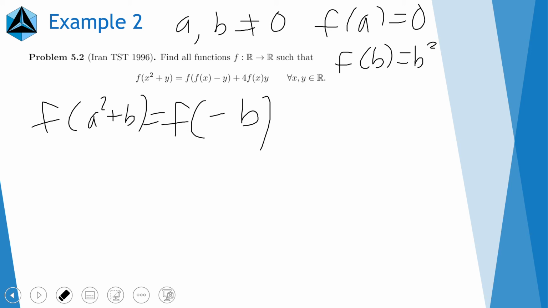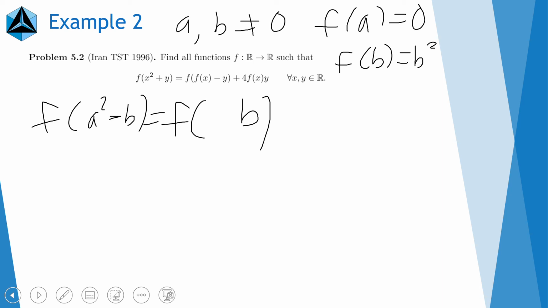We want to plug in x equals a and y is equal to negative b, okay? So instead, we get this is actually a negative right there. This becomes a positive. And then plus 4 times f of a, which is just 0, so that entire term just doesn't exist. So we also know that f of b is equal to b squared, so we'll write that down.